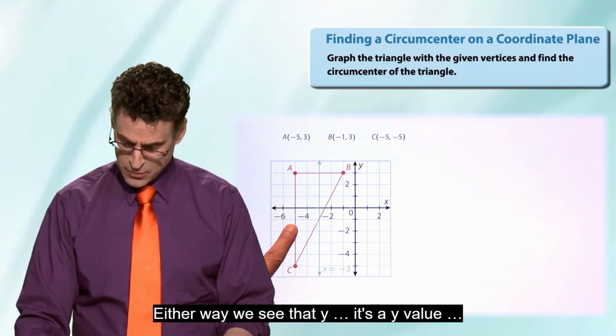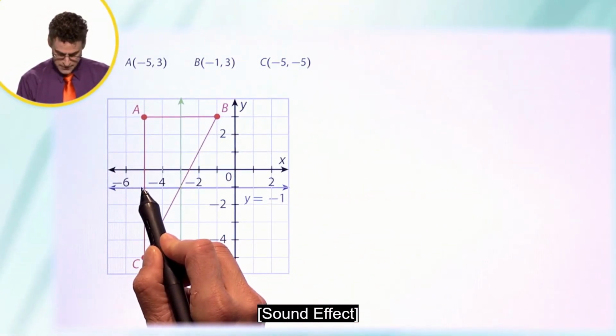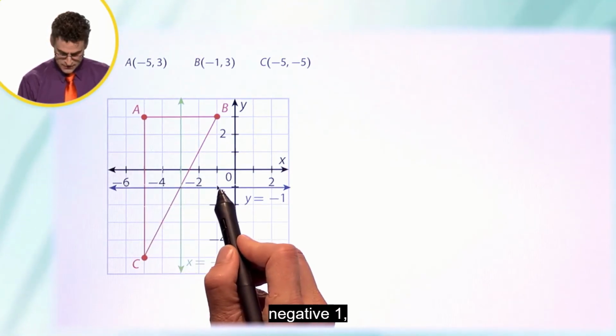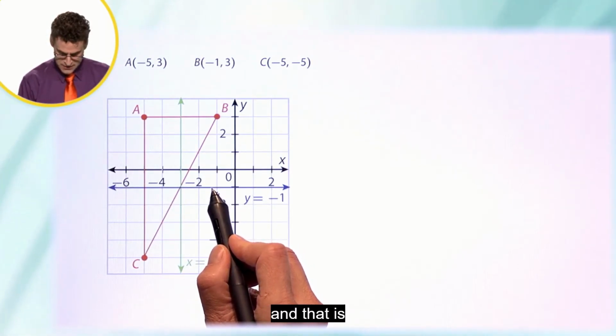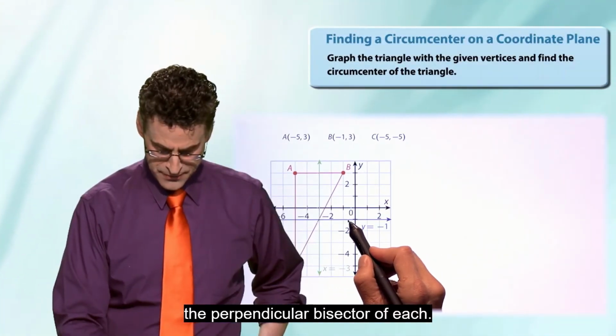Either way, we see that the y value right here is negative 1, and that is the perpendicular bisector of each.